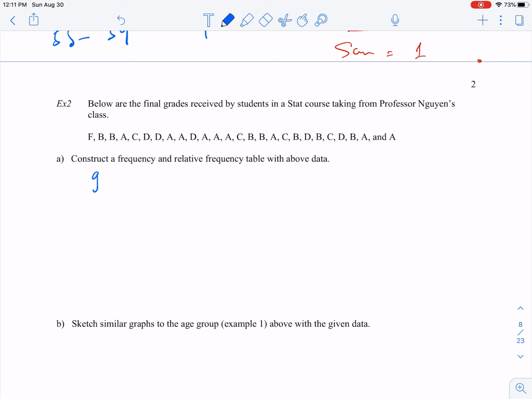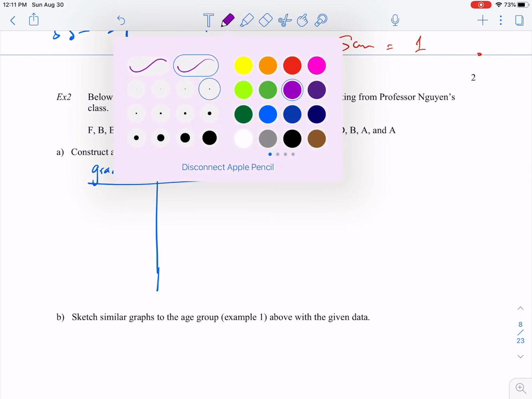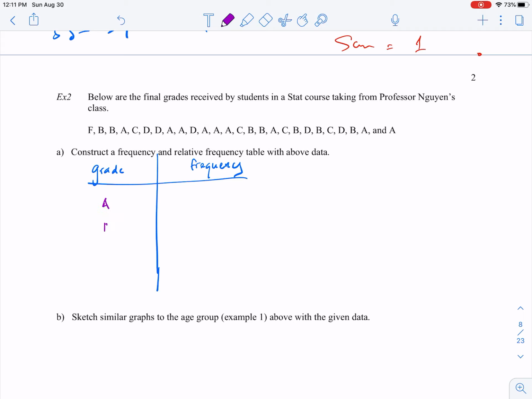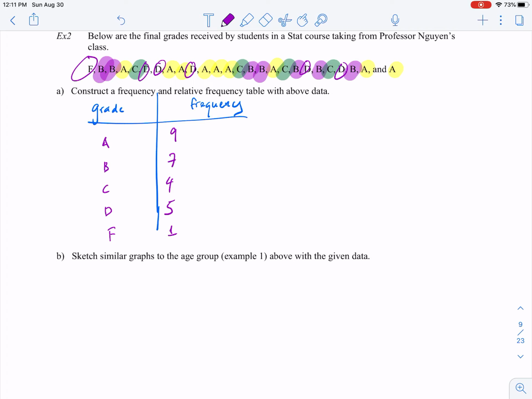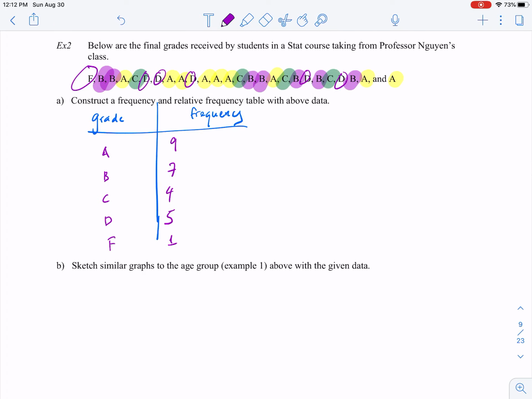So the first thing we do is organize the data by using the frequency table, right? For letter grade, we have A, B, C, D, F, and we're just gonna count how many A's there are. So let's see here. We have 1, 2, 3, 4, 5, 6, 7, 8, 9. So 9 A's. B, you got 1, 2, 3, 4, 5, 6, 7 B's. And then C, we got 1, 2, 3, 4. So 4 C's. And then D, we have 1, 2, 3, 4, 5 D's. And then F, we got 1 F. Okay. So this is a frequency table for a qualitative data set.